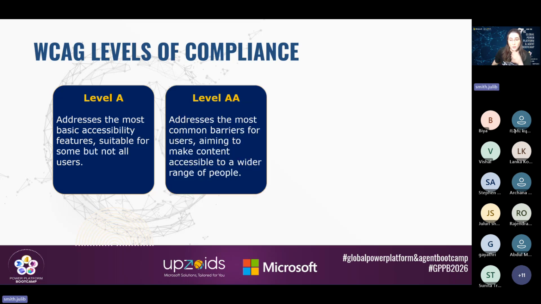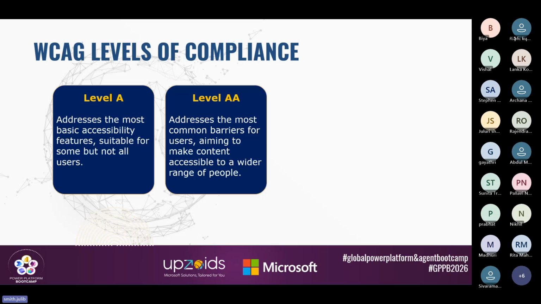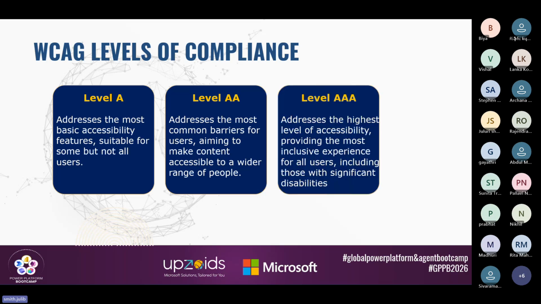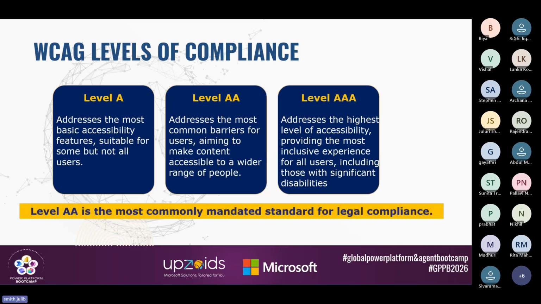We have level AA, which addresses the most common barriers for users, aiming to make content accessible to a wide range of people. And we have level AAA, which addresses the highest level of accessibility, providing the most inclusive experience for all users, including those with significant disabilities. Level AA is the most commonly mandated standard for legal compliance.